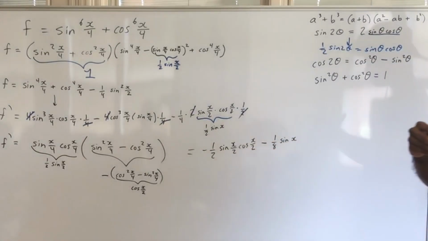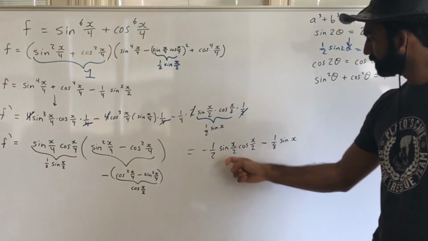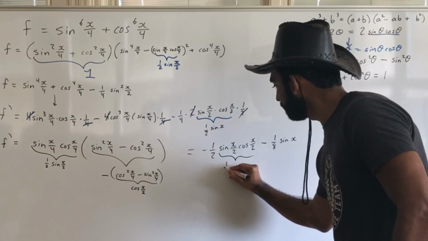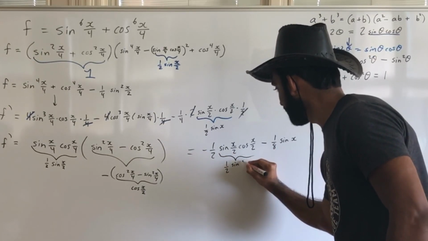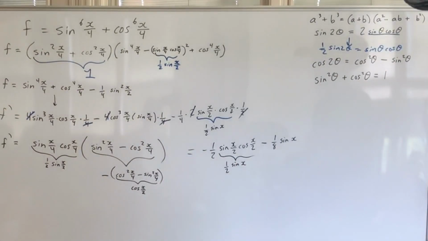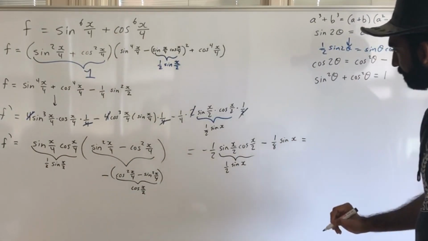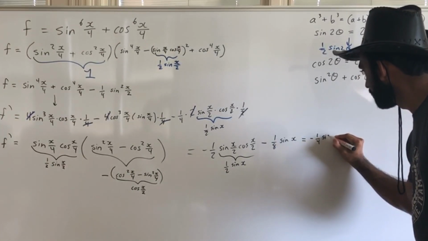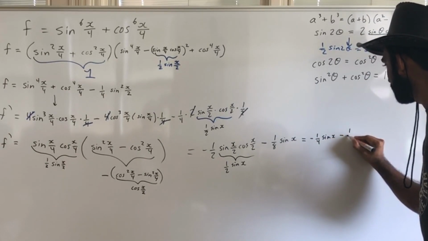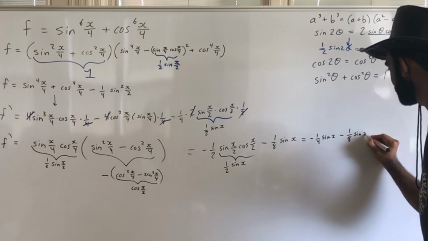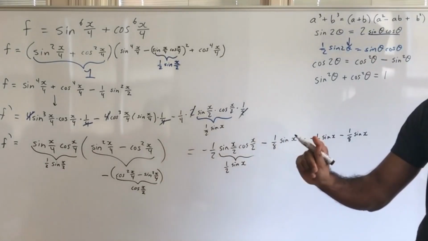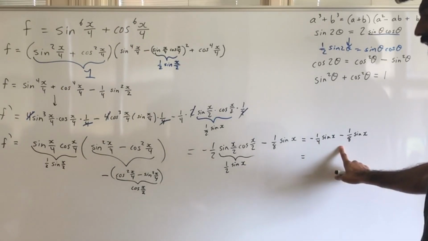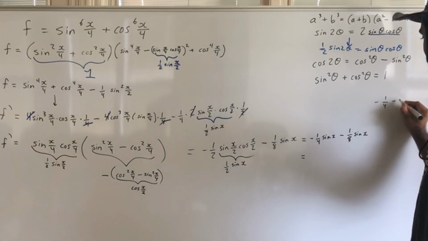See anything else I can do? Sine x over 2 times cos x over 2 is 1/2 sine of x, exactly. So my final form of this final boss is negative 1/4 sine of x minus 1/8 sine of x. Actually, not the final form, but the penultimate form. There's one more thing I can do to simplify this. What is negative 1/4 minus 1/8? Negative 3/8 sine of x.